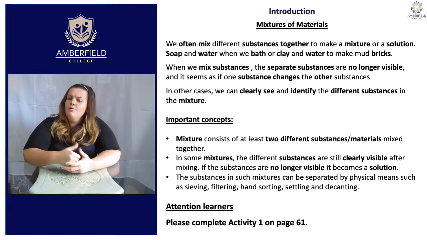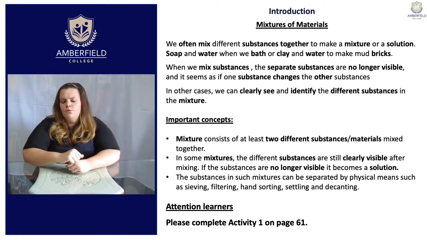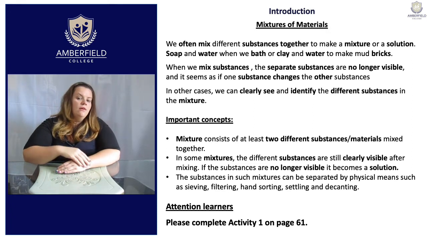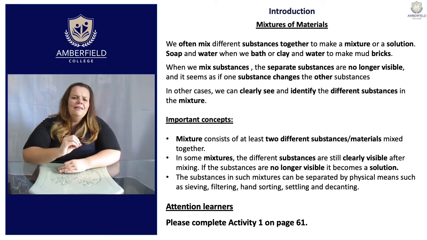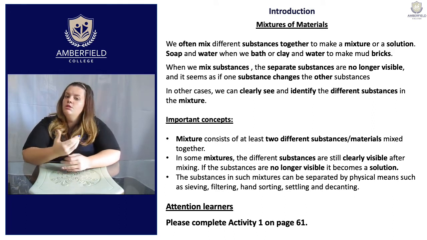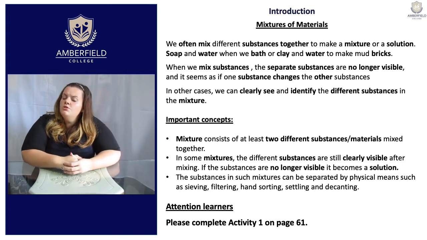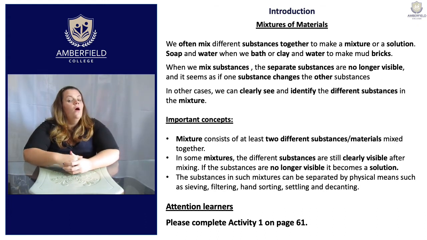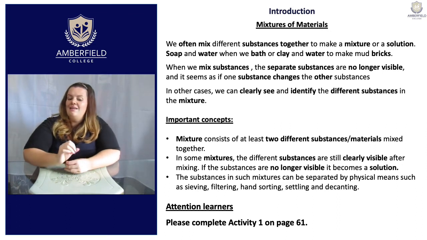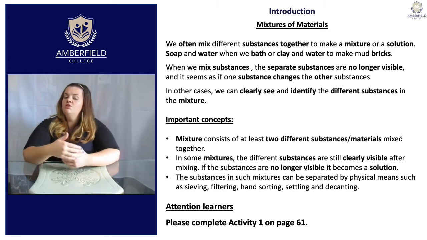Now, when we mix substances, sometimes the separate substances are no longer visible, and it seems as if one substance changes the other substance. And in other cases, we can clearly see and identify the different substances in the mixture. There's a couple of important concepts that I want you to understand. Let's get into them. Now, a mixture consists of at least two different substances or materials mixed together.